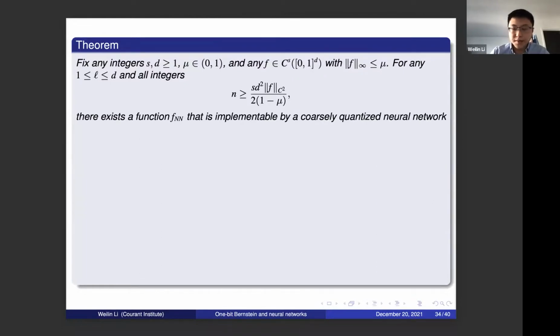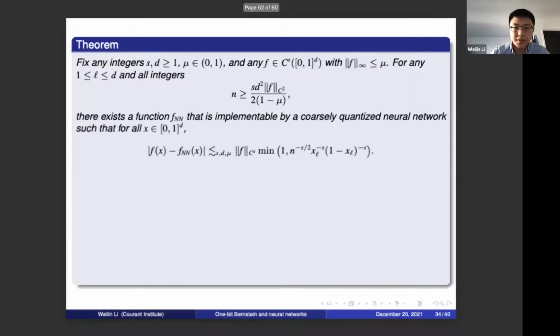So for any L, this will be the direction we apply sigma delta to. And for any integer n that's big enough, we can find a neural network that's implementable by a coarsely quantized neural network. And it satisfies this error rate. So as long as the Lth direction of x is far enough away from the endpoints, the decay rate in n is like n to the minus s over 2. So it does exploit the smoothness of f.